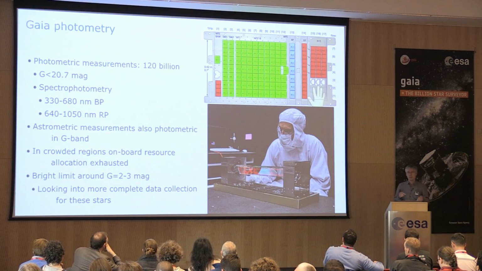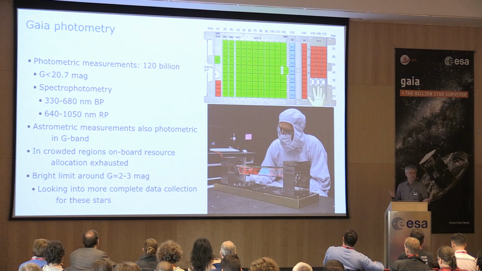And again, we are looking into possibilities to expand this, because even if it's badly saturated, it wouldn't be a bad idea to have a BP-RP spectrum of Vega. Even if maybe it cannot be used for anything, at least we have it. So we look into possibilities here.